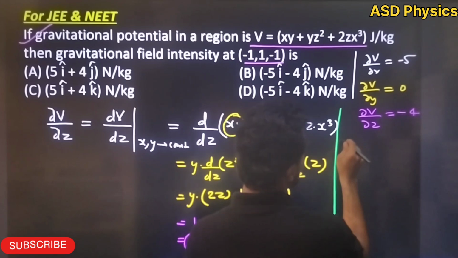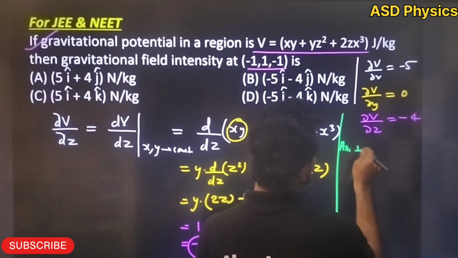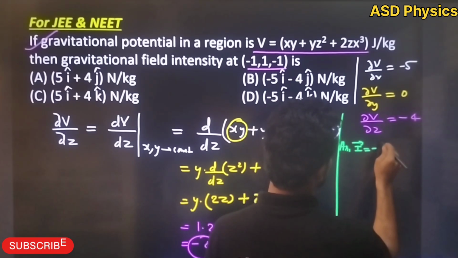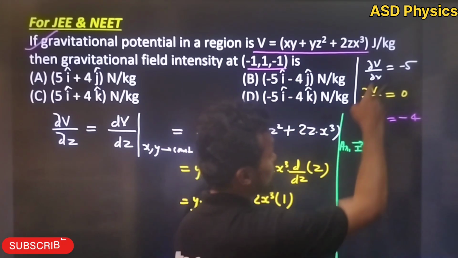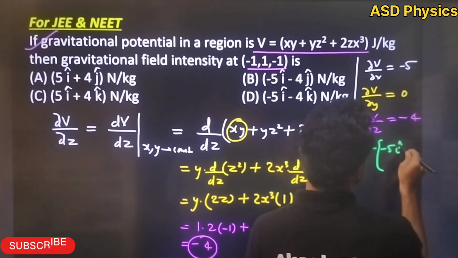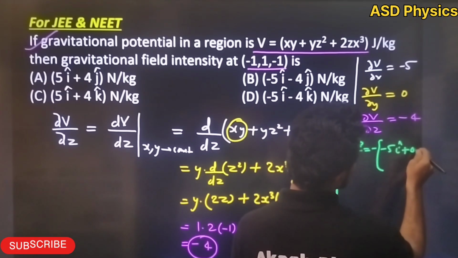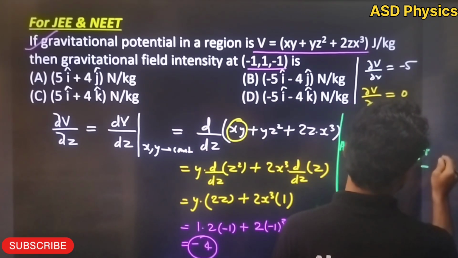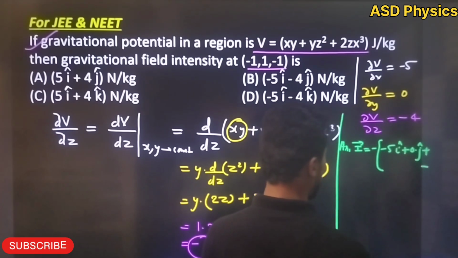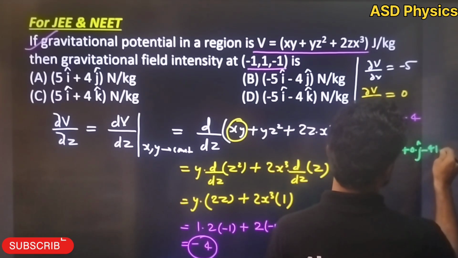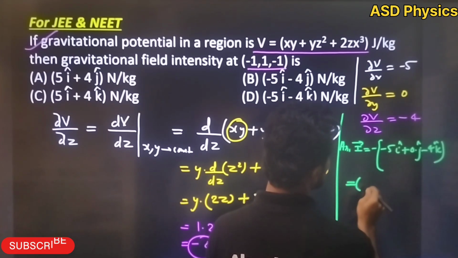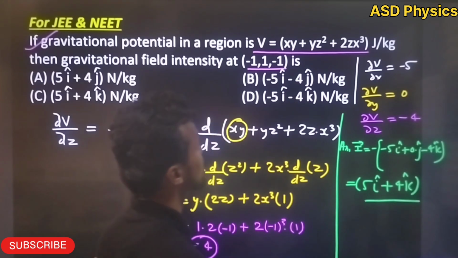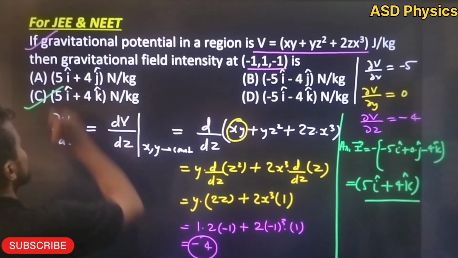Smell of the answer. So as we know the formula, I equal to minus del V by del x I cap, plus del V by del y J cap, plus del V by del z K cap. Del V by del x came minus 5 I cap, plus del V by del y is 0 J cap, plus del V by del z is minus 4 K cap. This minus will be multiplied inside, so it will come 5 I cap plus 4 K cap. That means you can match the answer. The correct answer is 5 I cap plus 4 K cap.